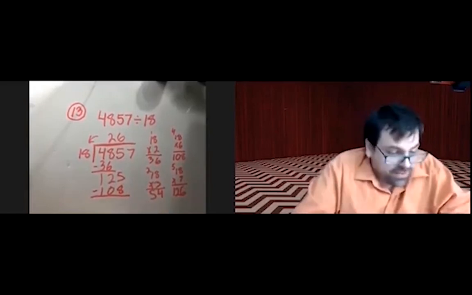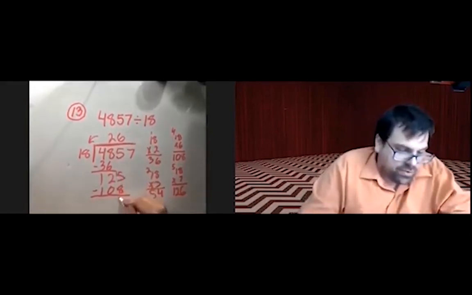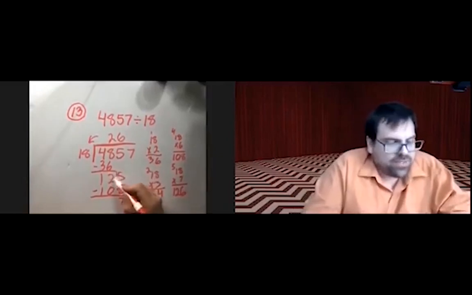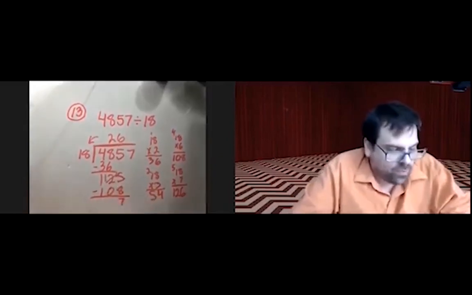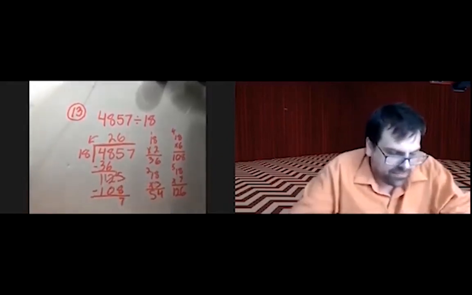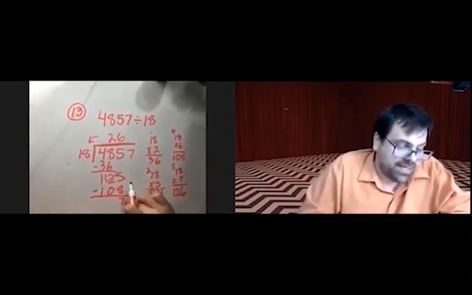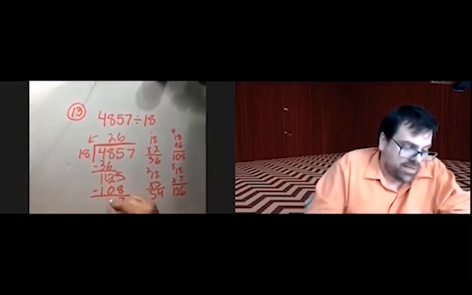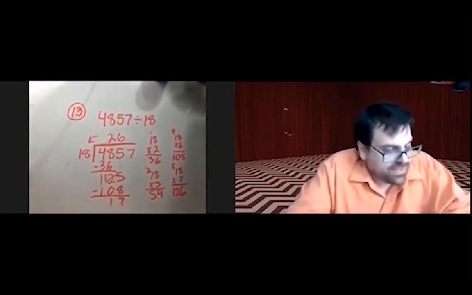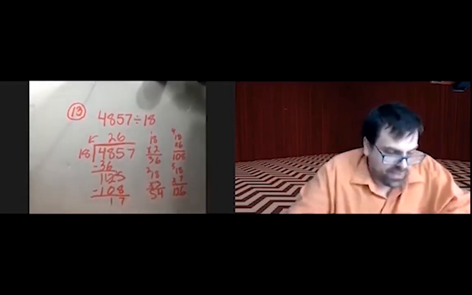And when we subtract, can't do 5 minus 8, so we borrow. 2 becomes a 1. 5 becomes a 15. 15 minus 8 is 7. 1 minus nothing is 1. 17 left over, which makes sense.